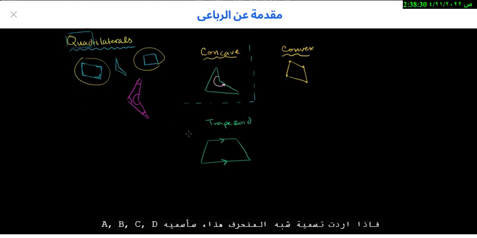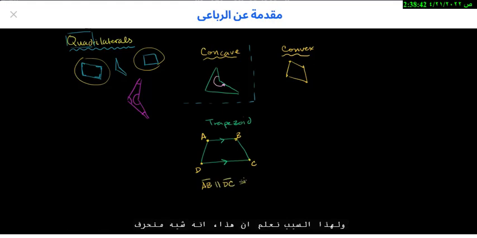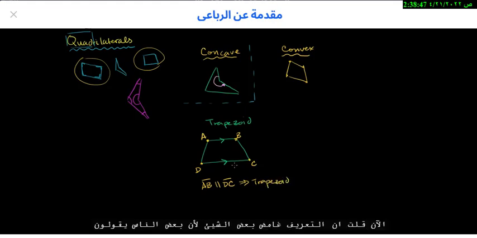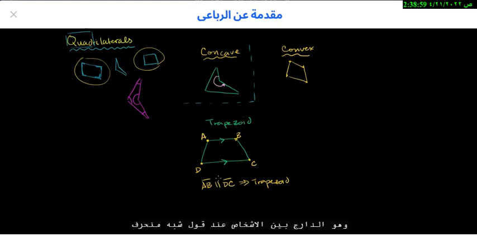If I give it some letters here, if I call this trapezoid ABCD, we could say that segment AB is parallel to segment DC, and because of that, we know that this is a trapezoid. Now, I said that the definition is a little fuzzy because some people say you can have exactly one pair of parallel sides, but some people say at least one pair of parallel sides.